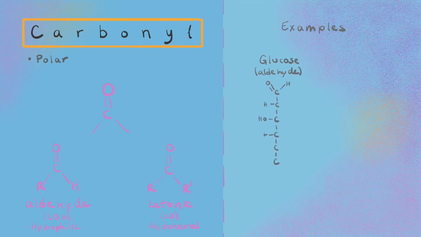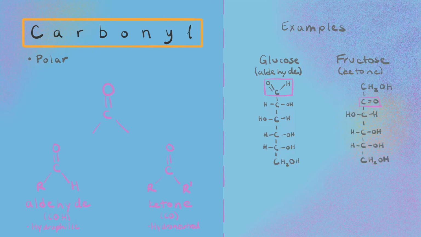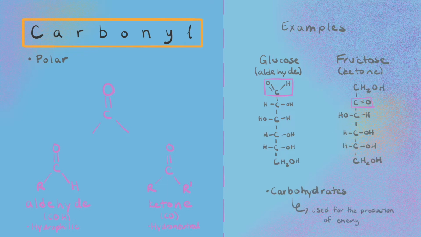Carbonyl is a carbon double bonded to oxygen. It can be present in a molecule as a ketone or an aldehyde. An aldehyde is found at the end of a molecule, where a hydrogen is then added to balance bonds. An example is glucose. A ketone is found in the middle of a molecule and can be found in fructose. Both of these sugars are carbohydrates and are used for the production of energy in a cell.